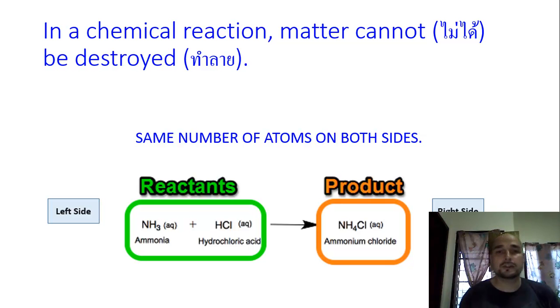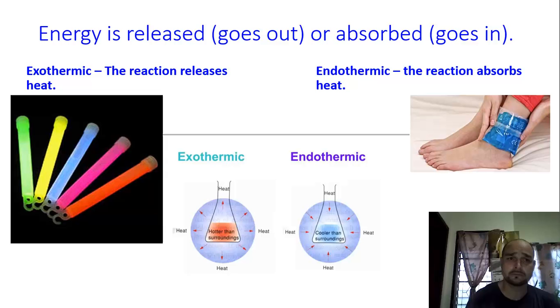Now, in a chemical reaction, matter cannot be destroyed. And what that means is the same number of atoms are on both sides. If you were to count the nitrogen on the reactant side, you get 1, and there's also 1 nitrogen on the product side. There are 4 hydrogen on the reactant side and 4 hydrogen on the product side, and there's 1 chlorine atom and 1 chlorine atom. So this is equal and balanced. Now if I'm going too fast, pause and make sure you get all of this written down.